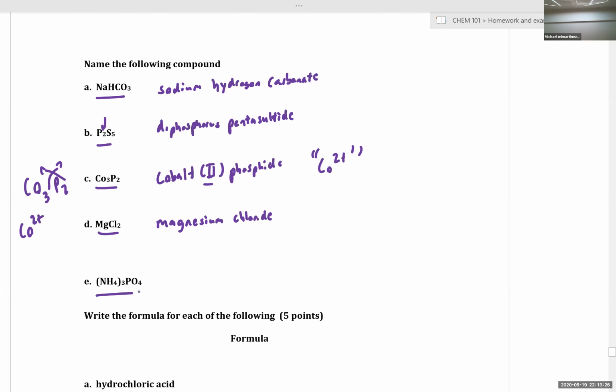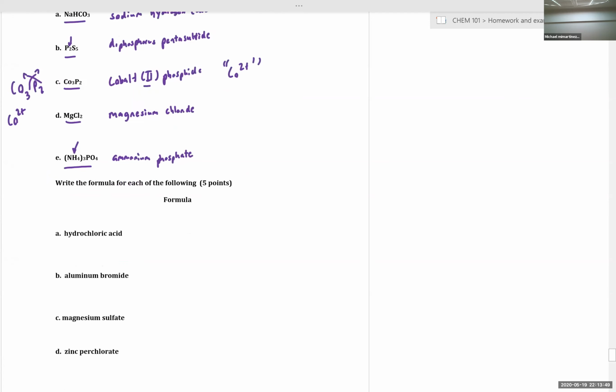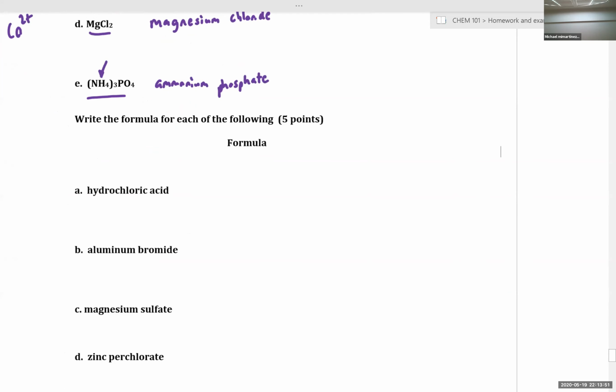Another textbook ionic compound, this time containing polyatomic ions. What do we call NH4? Ammonium. Yep. So this would be called ammonium phosphate. Okay, let's keep going now.